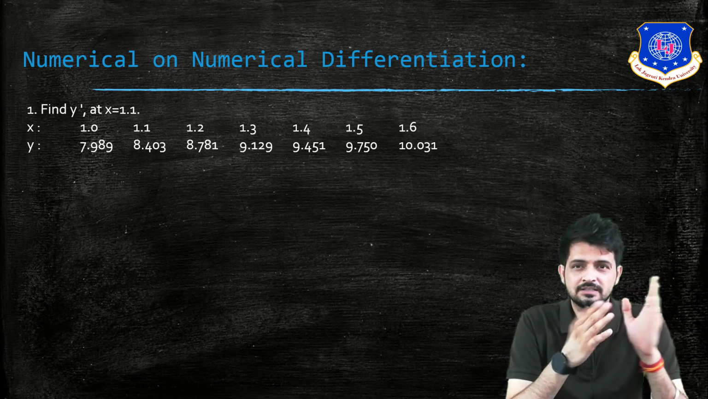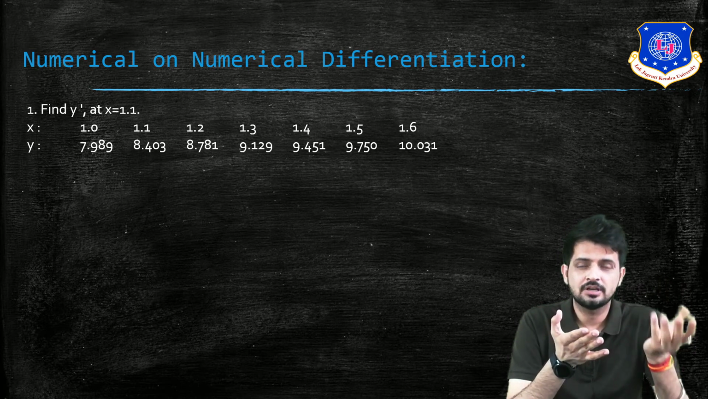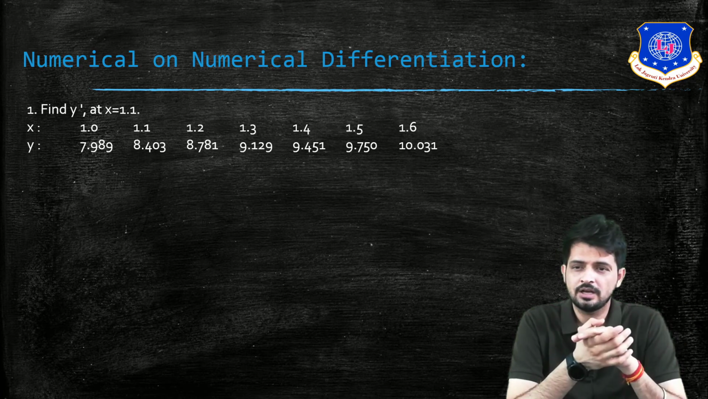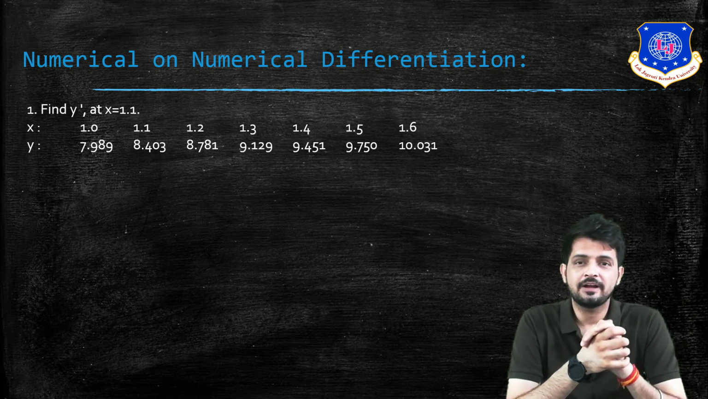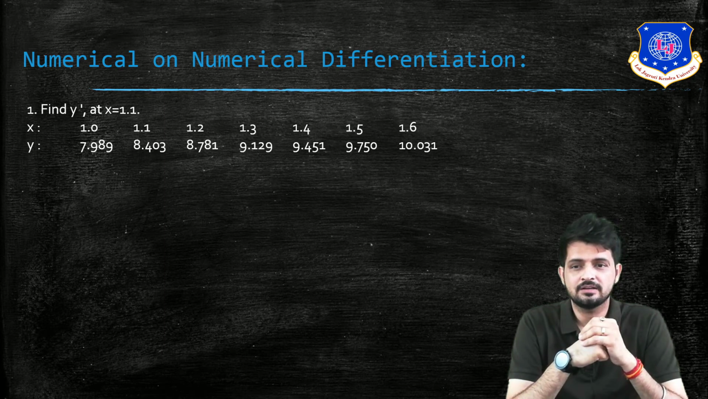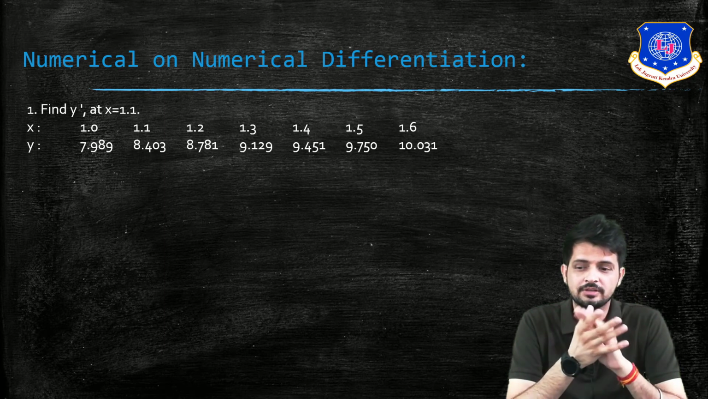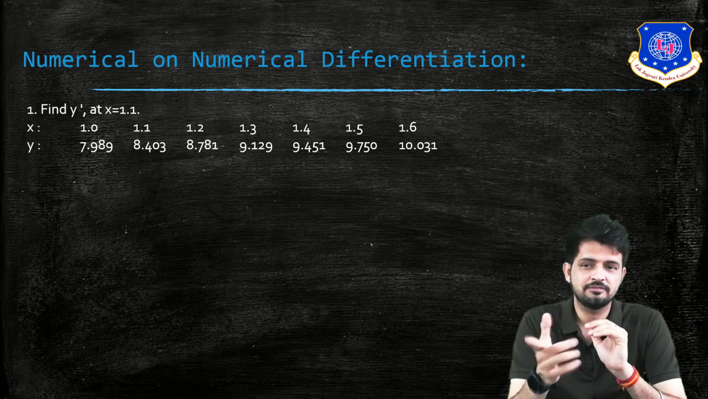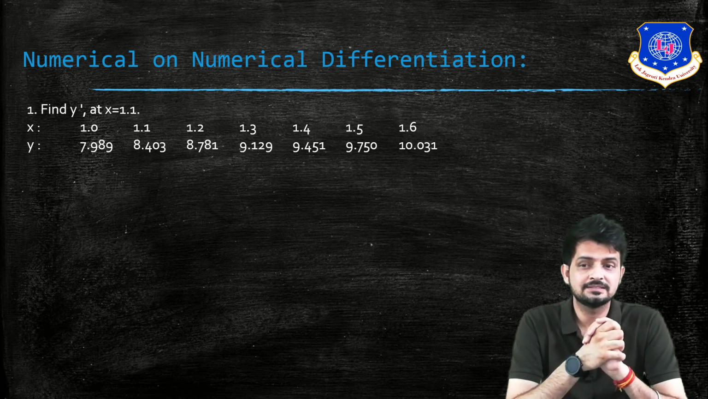Nothing is written. They haven't written any interpolation or any differentiation formula. So you have to identify which formula we have to apply. See, which formula we can apply here. First of all, you have to check for the equal intervals and unequal intervals. See which interval is there.